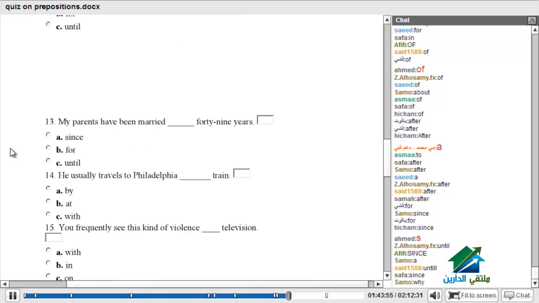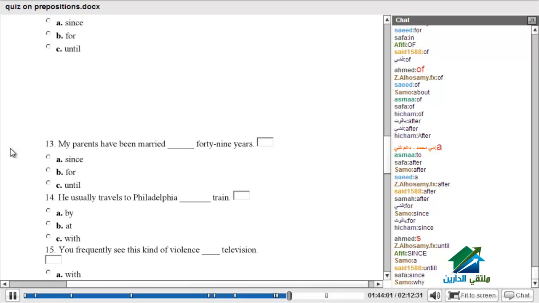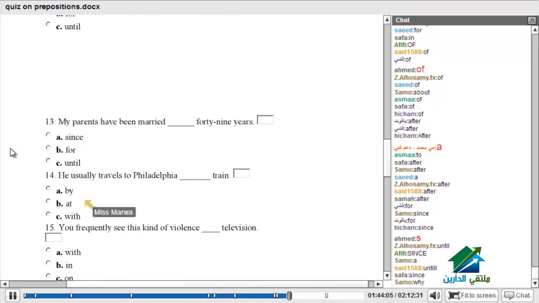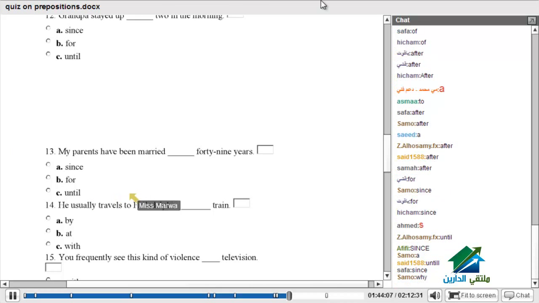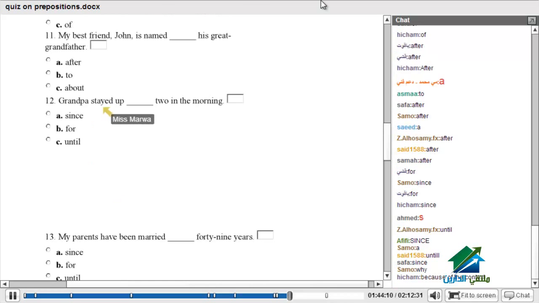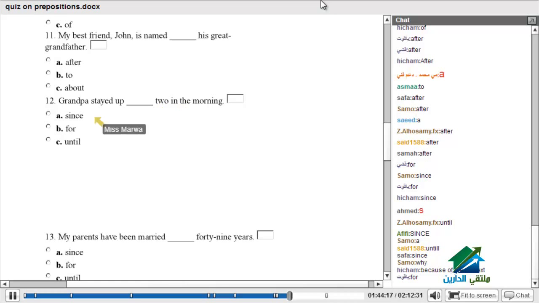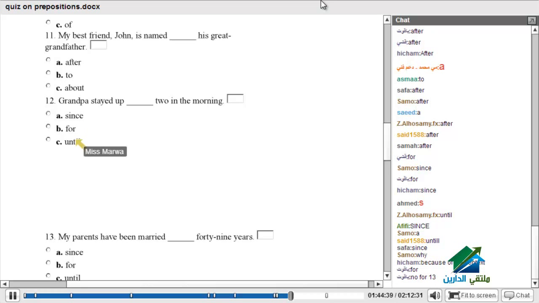Carlos. Why? He is speaking about the past simple tense, it's okay. And you have to use, surely it won't be for. For is a mistake, very wrong. So you have to choose between since and until, it's okay. And until is the right answer, because he wants to express that he stayed until 2 in the morning.